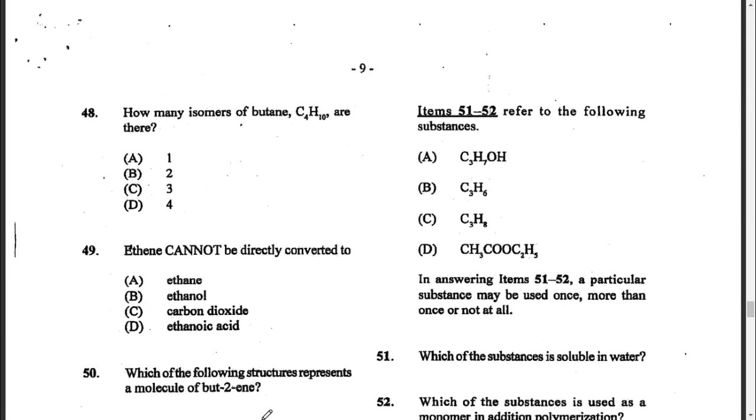48. How many isomers of butane, C4H10, are there? Again, isomerism starts at carbon 4. And there would be 2 isomers. Carbon 5, there would be 3 isomers. Carbon 6, there would be 4 isomers. Carbon 7, there would be 5 isomers, and so forth. So the answer is B, 2.